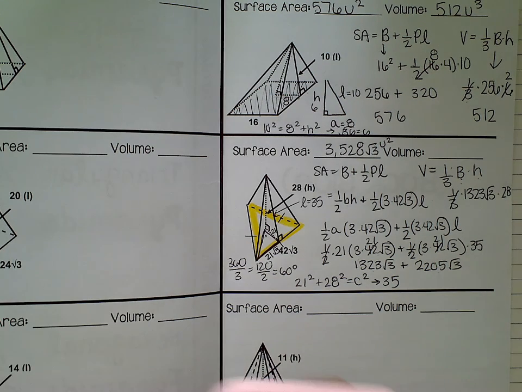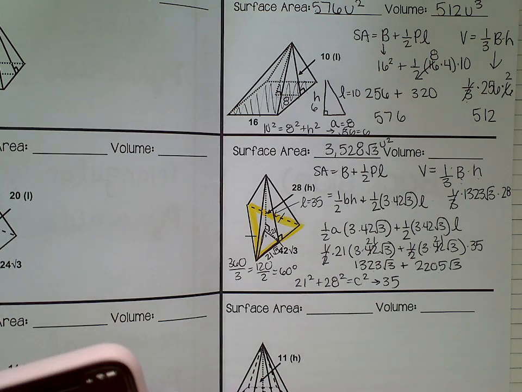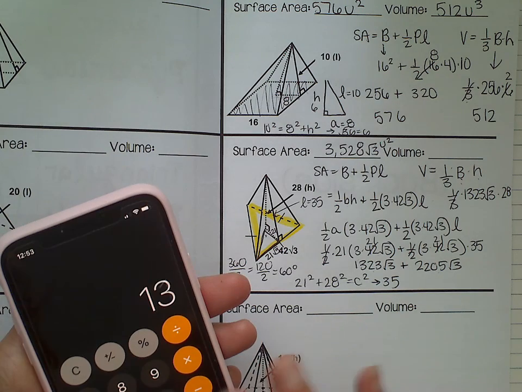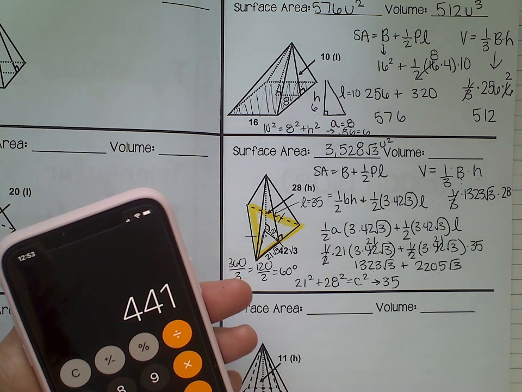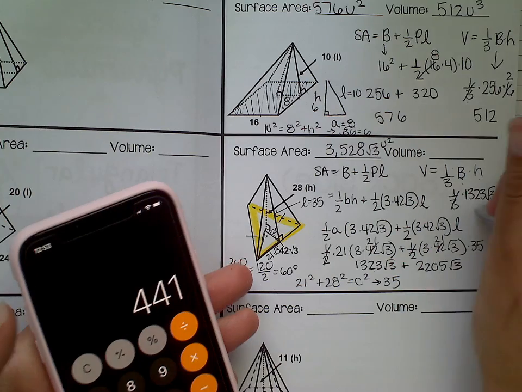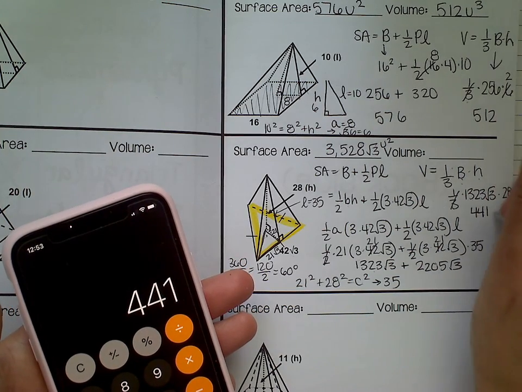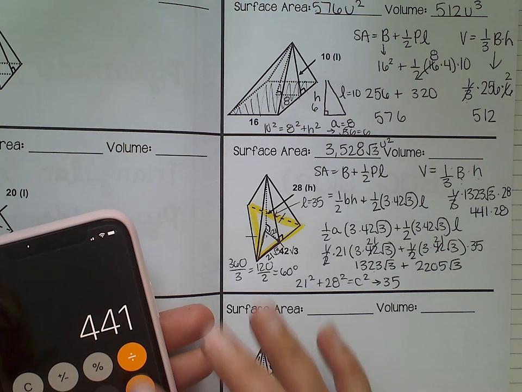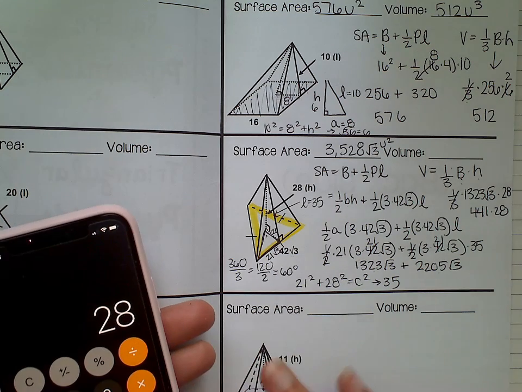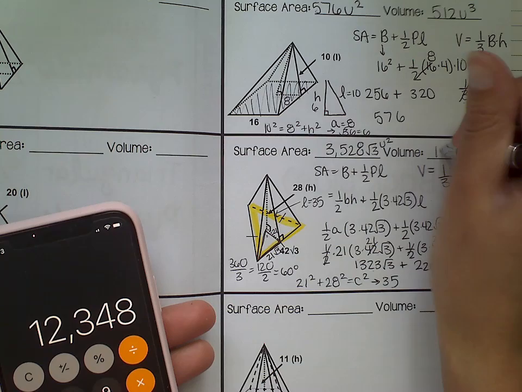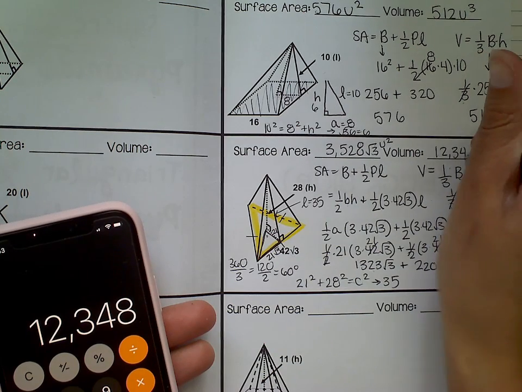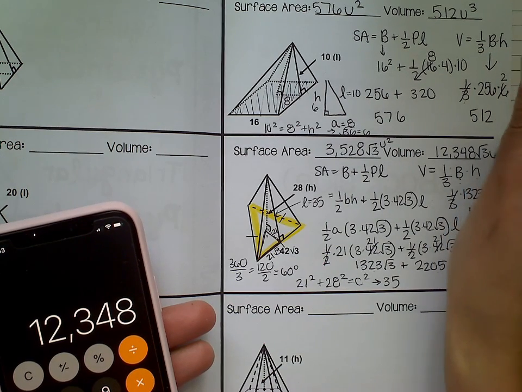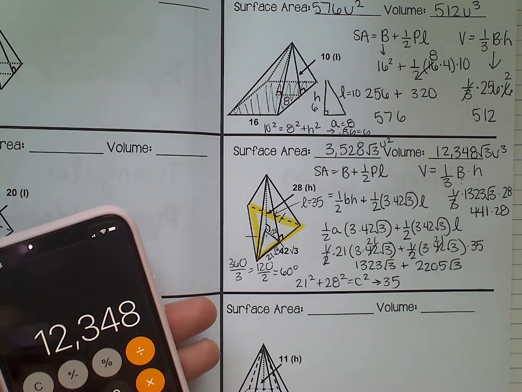Can I take a third of 1323? Oh my gosh, I hope I can. So 1323 divided by 3. I can, it's 441. And then I'm going to times that by 28 and then stick a root 3 on the end. So times 28. Oh my gosh, 12,348 root 3 units cubed. That is a big old pyramid.